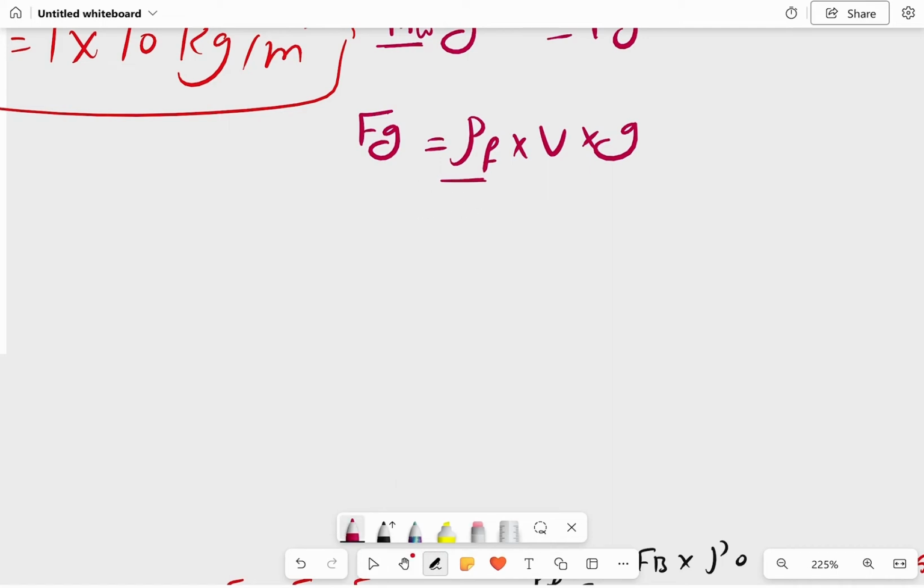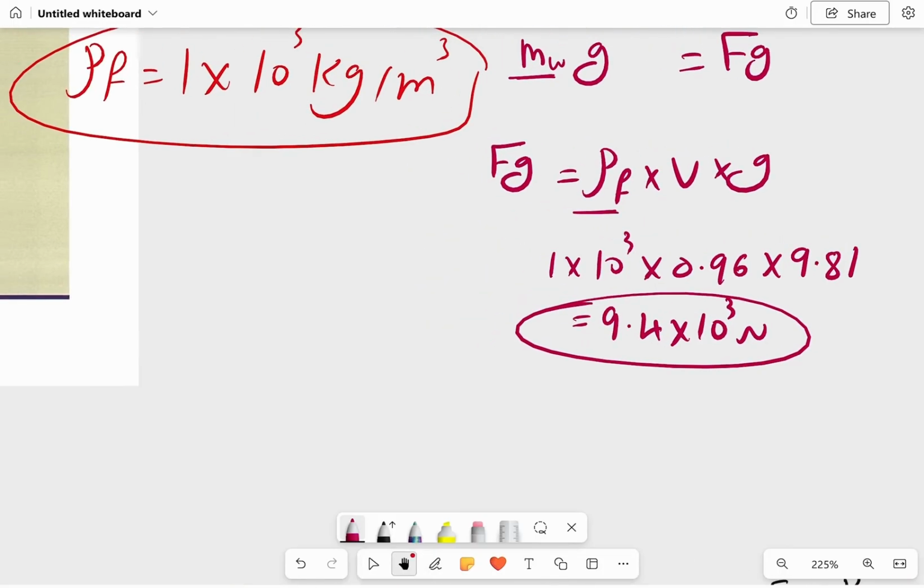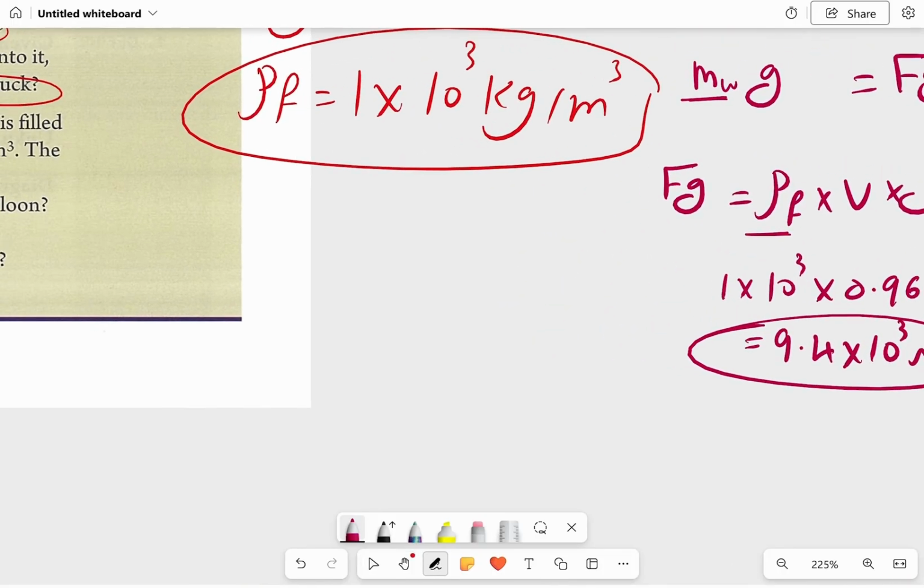Density of the fluid is equal to 1 times 10 to the power of 3. Then you have volume, which is equal to 0.96. Then you have gravitational acceleration, which is equal to 9.81. Then the final result will be 9.4 times 10 to the power of 3 Newton. This is the weight of the object, okay? This is question 3. Question 4.